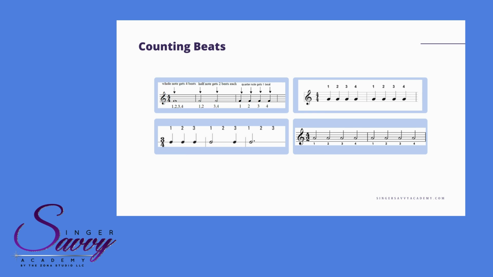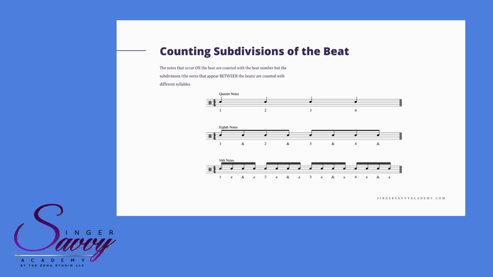So now what we're going to talk about is counting the divisions and subdivisions of the beat. Okay. So the thing is that we know that the notes that occur on the beat are always counted with the beat number. So if we're in 4/4 time, the notes that happen on beat 1, beat 2, beat 3, and beat 4 are counted as such, as on 1, 2, 3, or 4.